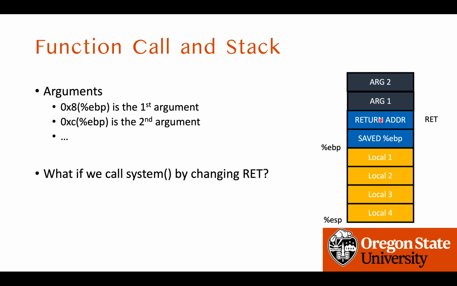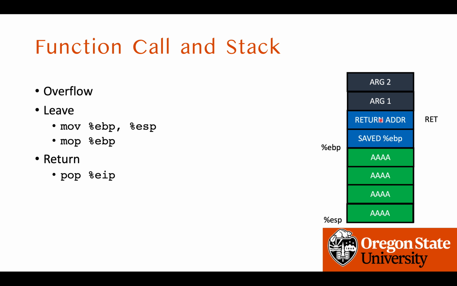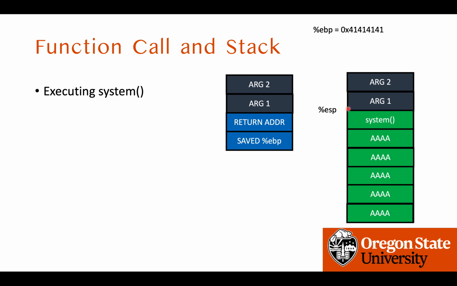So we will overflow the stack like this, and then at the end of the function, it will leave. So leave will change the ESP to the saved EBP, and then ESP one up, yeah, and then it will return to system. This should be MOV, not MOP, right? Yeah, return to system. And then in the system function, it will have push EBP.